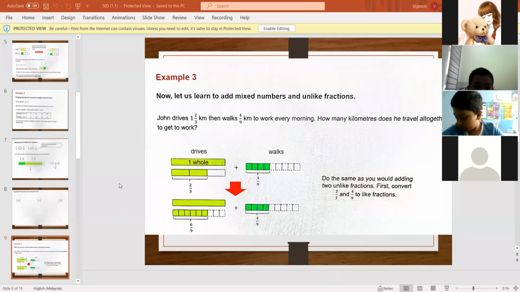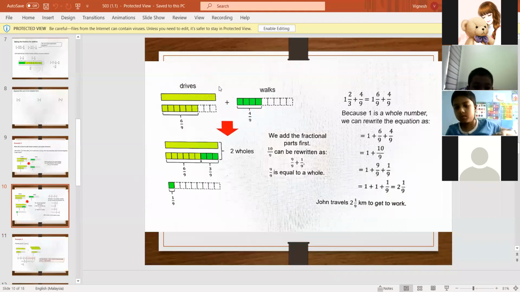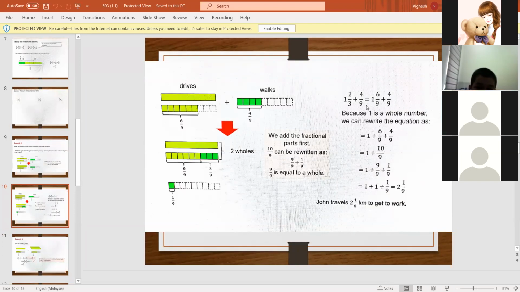Okay, as I showed just now, 6/9 plus 4/9. Can you all see here, class? We already converted, I mean, we already changed the 2/3 just now. So now we got 6/9, correct or not? And then 4/9. But we still need to write the whole number together. So 6/9 plus 4/9.